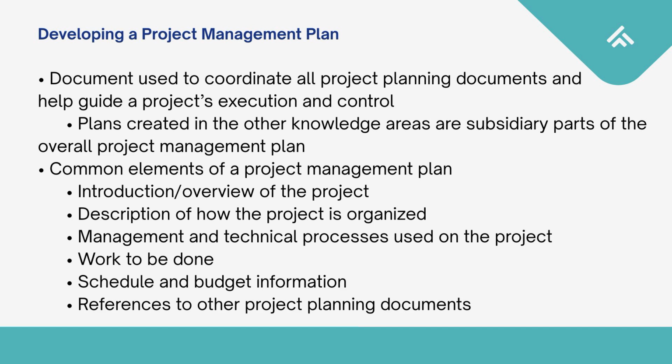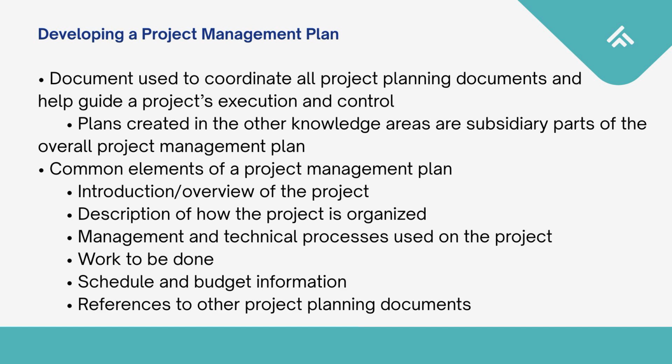The fourth is the work to be done. It outlines the scope, what tasks or deliverables are accepted. Next one is schedule and budget information. It includes the project timeline, when tasks will be done, and cost estimates. Last one is reference to other project planning documents. It is a link or mentions detailed plans created for specific areas like the risk plan, communication plan, and so on.